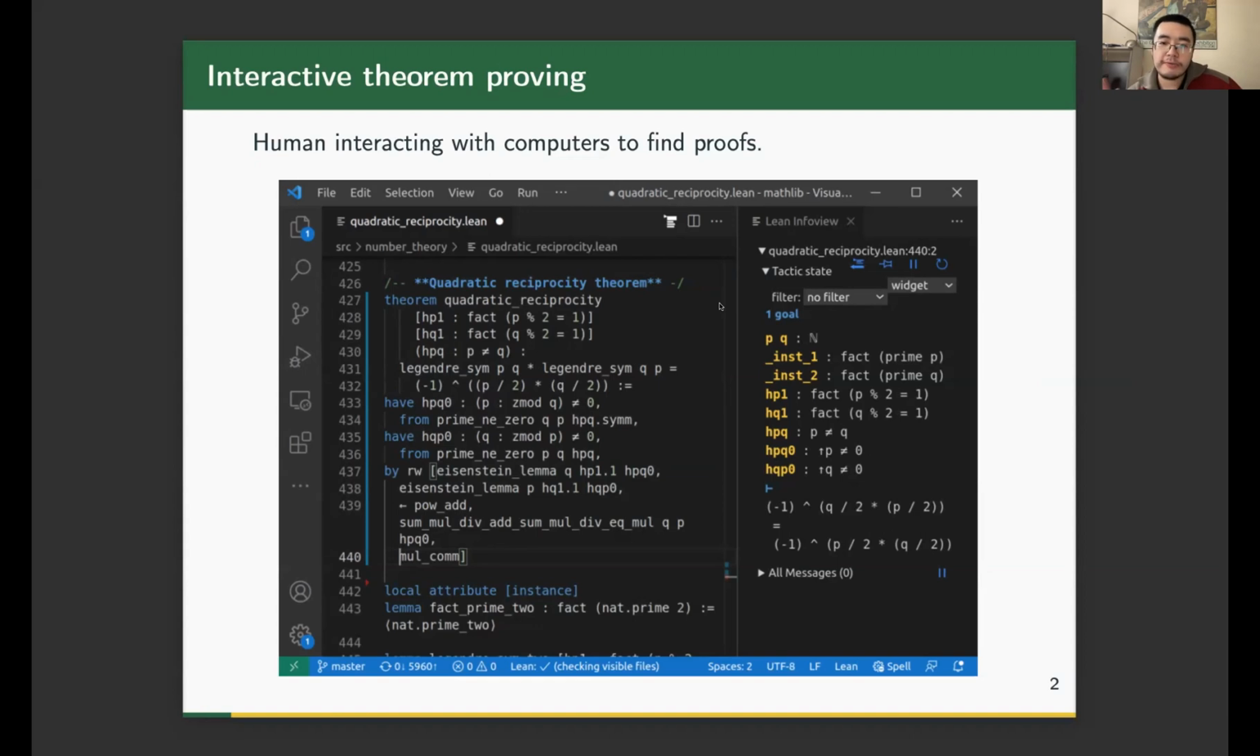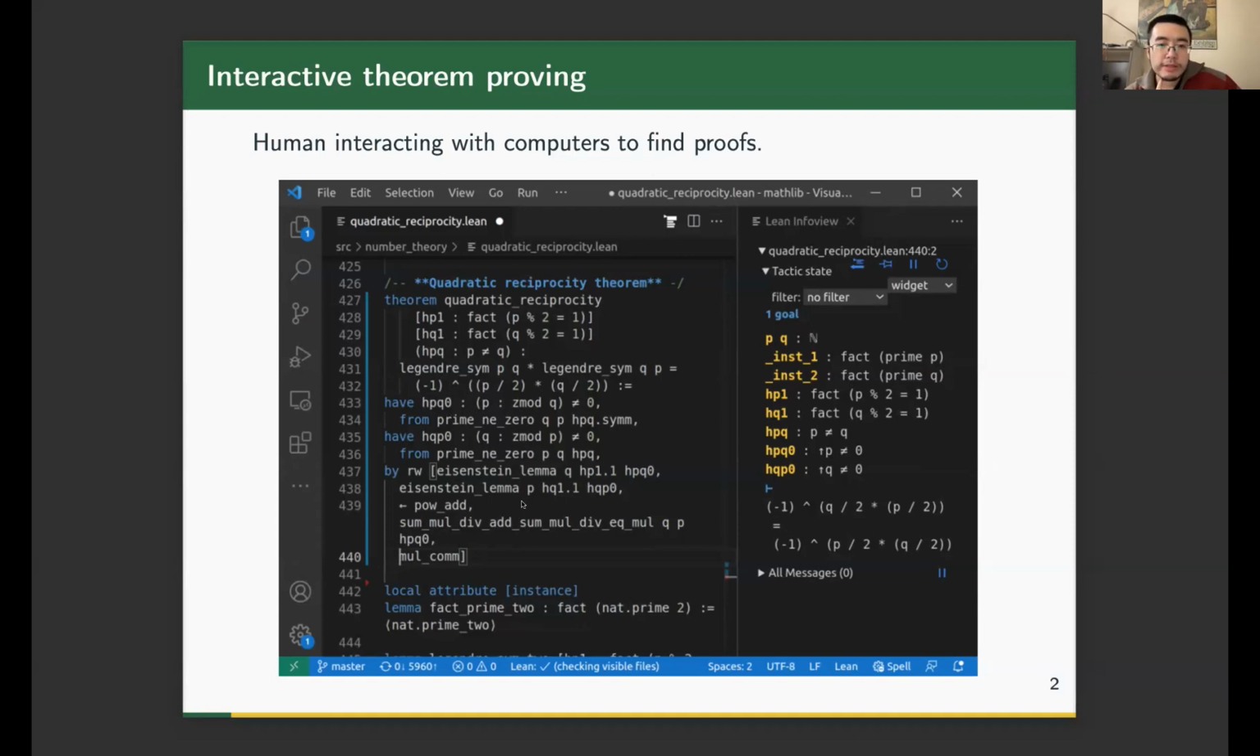And on the right half of the screen is where the machine prompts you the current proof state. So you can write something on the left half of the screen, say have hpq : (p : zmod q) ≠ 0. After you write that, the computer will let you know what's left, what you need to prove right now. This is what we call the interaction between the human and the computer. You fill in some proof steps, and the computer will let you know what the remaining goals are and what you need to do next.